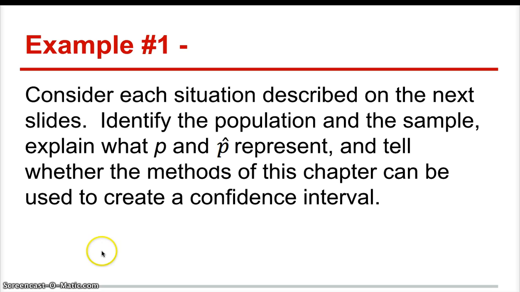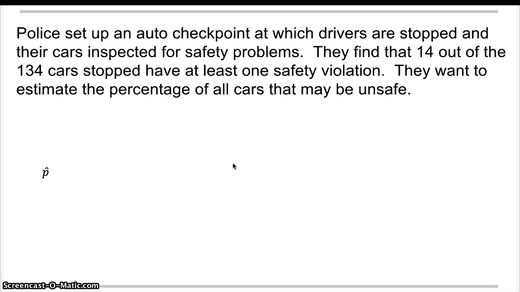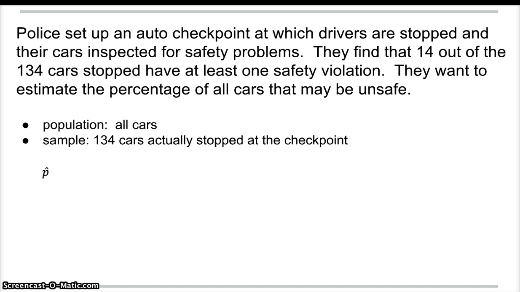Okay, so let's look at example 1. Police set up an auto checkpoint at which drivers are stopped and their cars inspected for safety problems. They find that 14 out of the 134 cars stopped have at least one safety violation. They want to estimate the percentage of all cars that may be unsafe. So the first thing we need to know is the population. The population is all cars in the world. The sample is the 134 cars that they actually stopped.